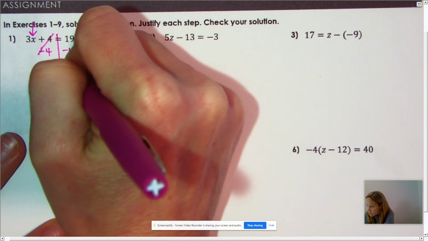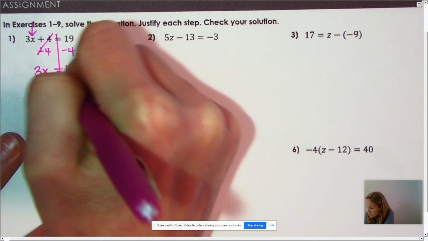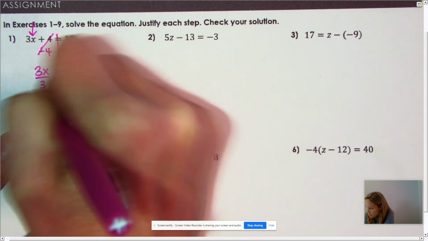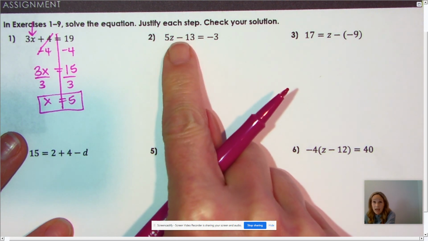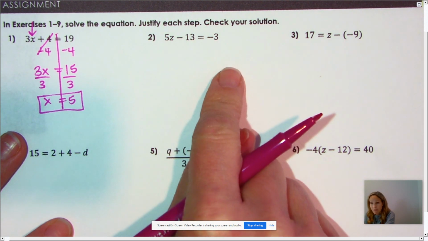19 take away 4 is 15. Divide by 3 on both sides, so x is equal to 5. Final answer. You guys can do number 2 on your own, add 13 to both sides and divide by 5.